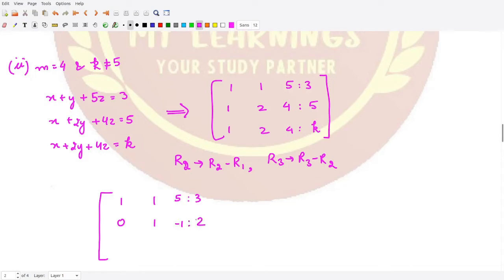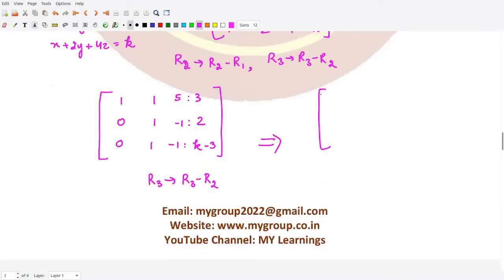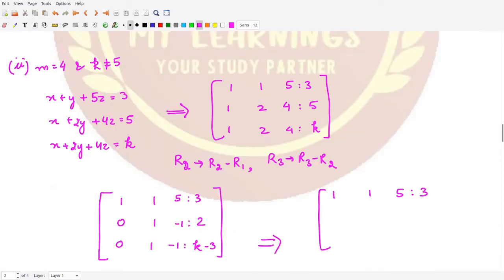The second operation gives 0, then 2 minus 1 is 1, 4 minus 5 is minus 1, and then k minus 3. This is what we have here. Next we want to make this element 0. How can we do that? We have to apply the operation on R3, that is R3 minus R2. After applying this operation, the first row would be 1 1 5 colon 3. I'm sorry, here it should be R1, because we use only the first row for this operation, and that row is kept unchanged.